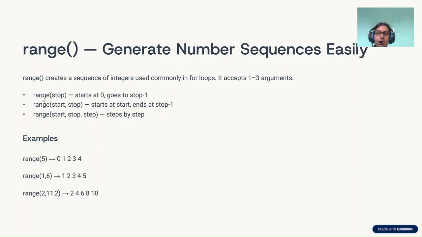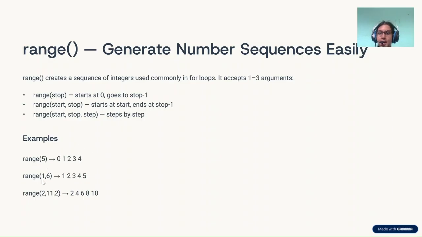And then there is range(start, stop, step). It steps by step, right? Basically it increases by this step with each turn. For example, here range(5) prints from 0 because we didn't really give a start point. It starts from 0 here. So 0, 1, 2, 3, 4. Why does it stop at 4? Because it's supposed to stop at stop minus 1. This 5 is the stop. This is stop minus 1.